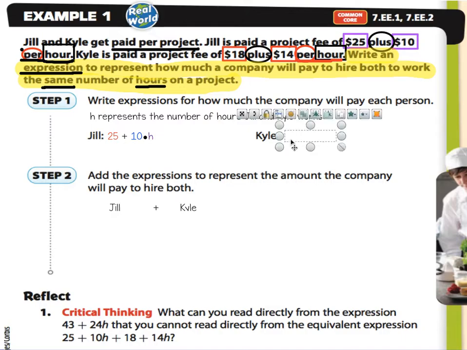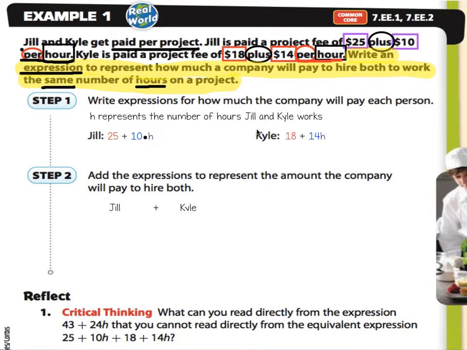So then Kyle will be much the same thing, except Kyle only charges $18 for his project fee. So his project fee is less. However, when you add on his hourly rate, it is larger. So you add his $14 per hour. So $14 times H. Now again, since Jill and Kyle are working the same number of hours, H can represent both Jill and Kyle.